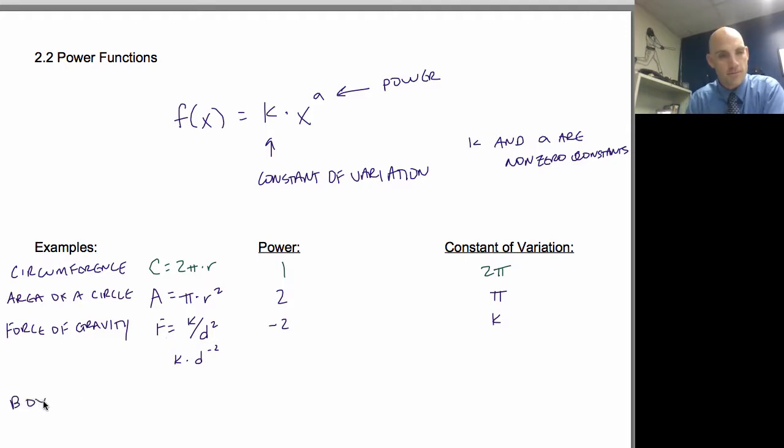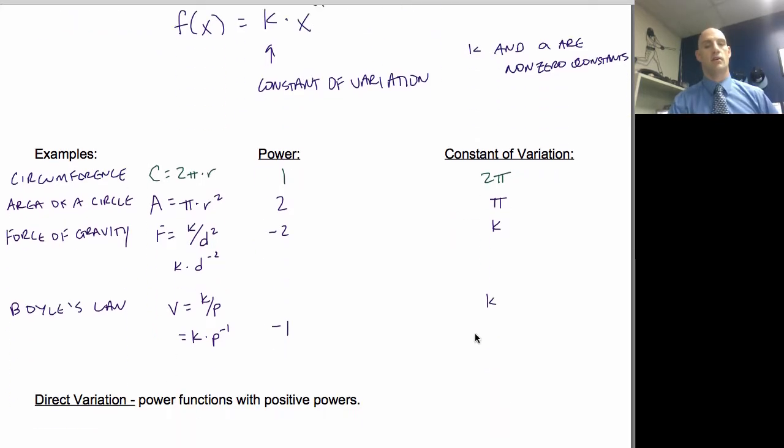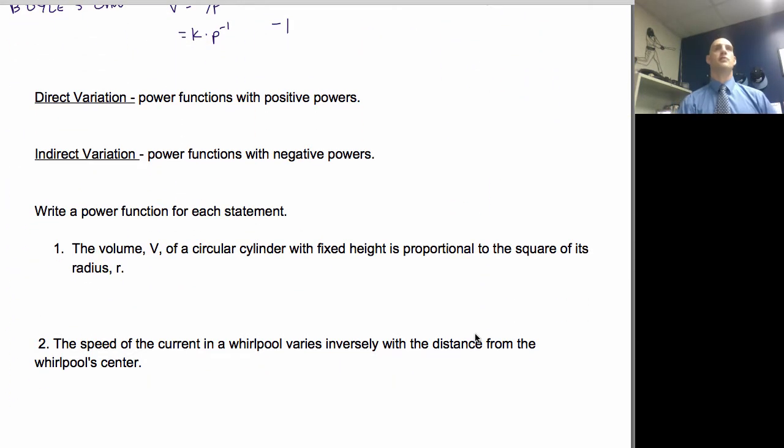Boyle's law looks like this: V equals k over P. In this case, it is k times P to the -1 power. And so my power is -1, and my constant is k. All right? So it's recognizing situations where we can write it as some number I know times something I'm varying.